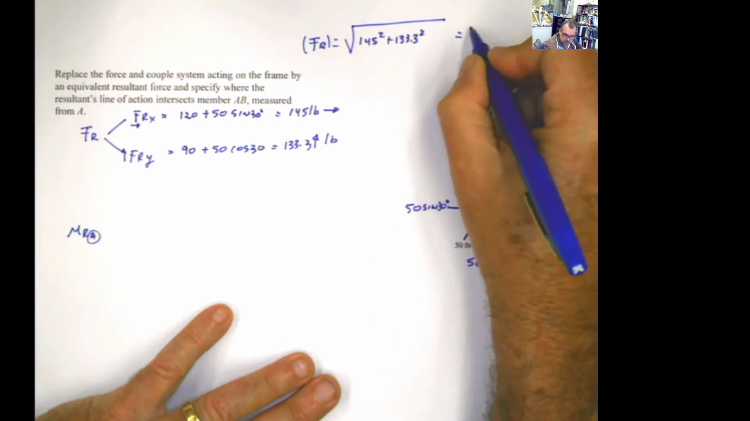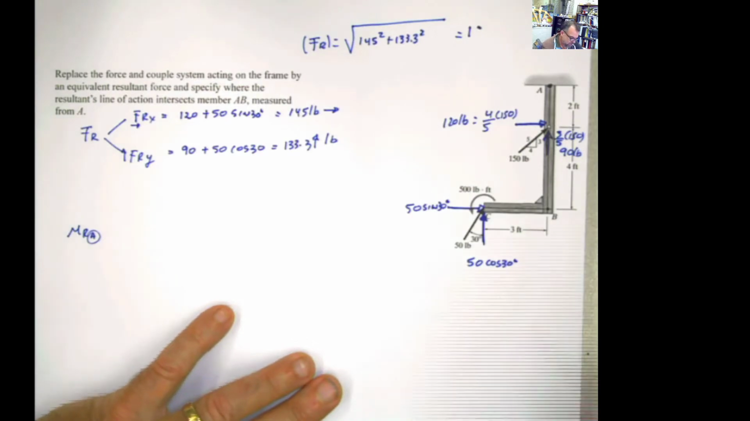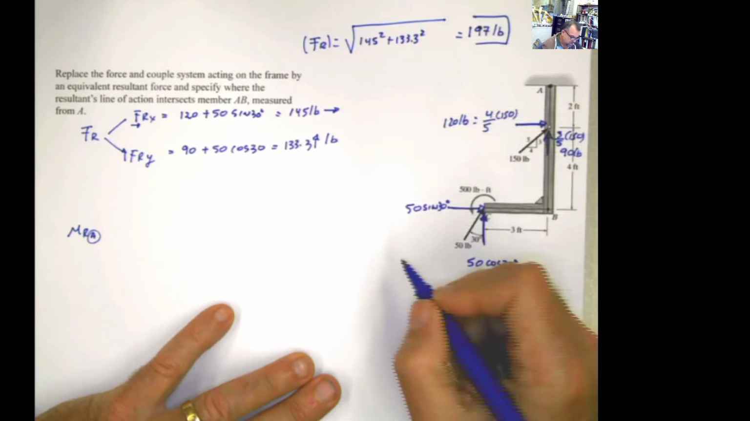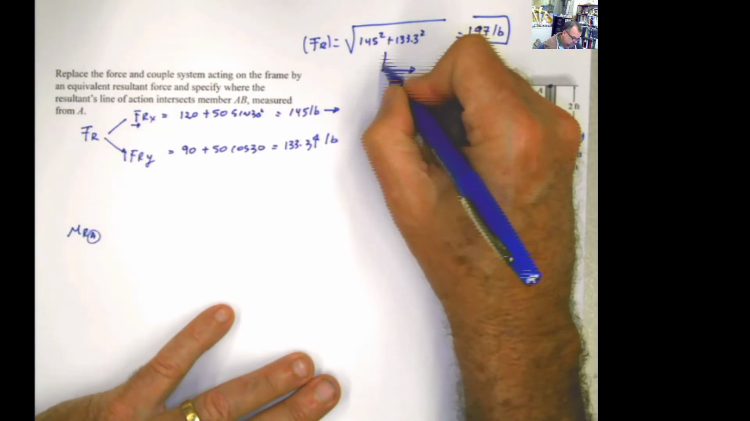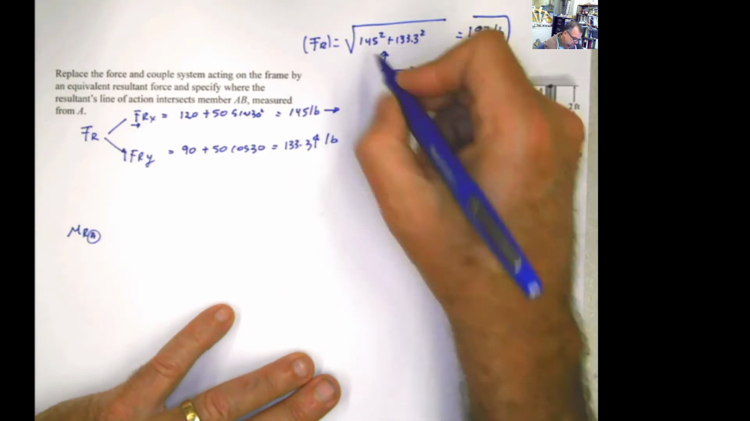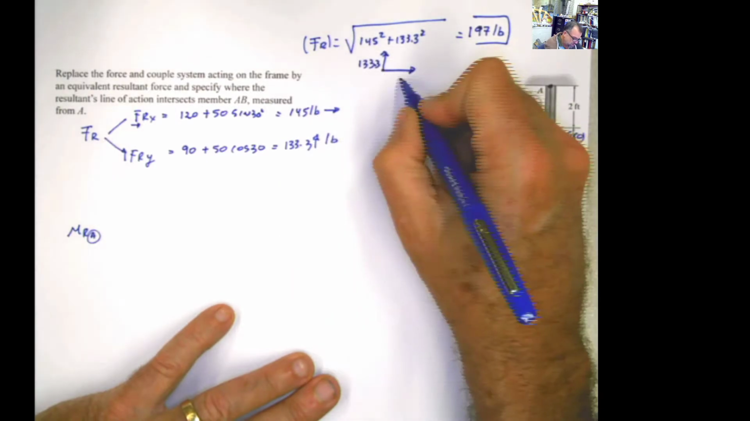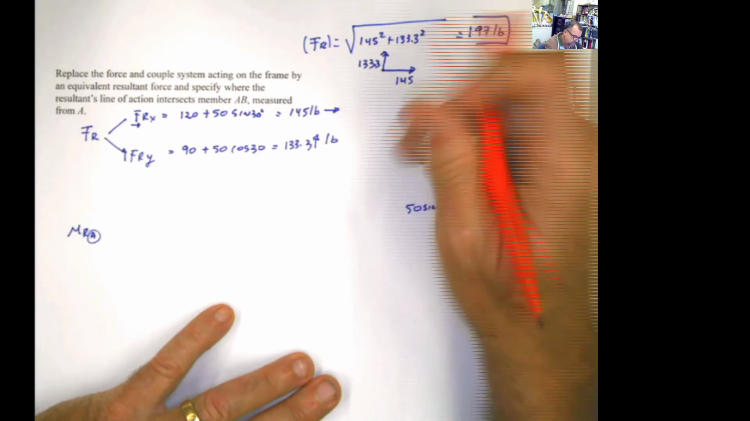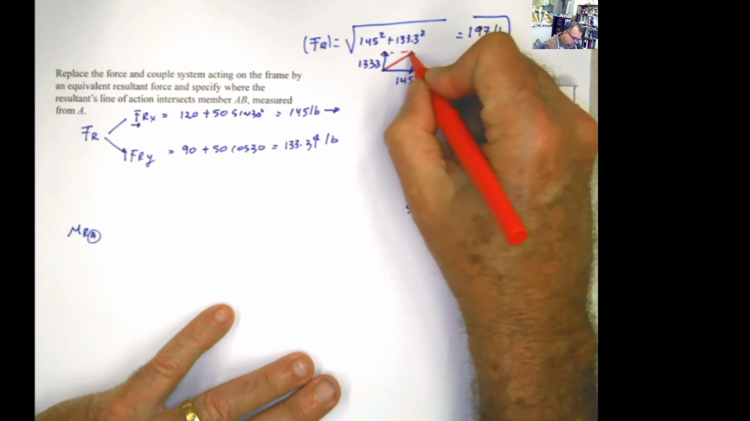and that will be 197. Let me calculate that. Yeah, 197 pounds. Now, I like plotting these two. This is 133.3, and this is 145. So I complete the box or apply the parallelogram law, and my resultant force will be this.